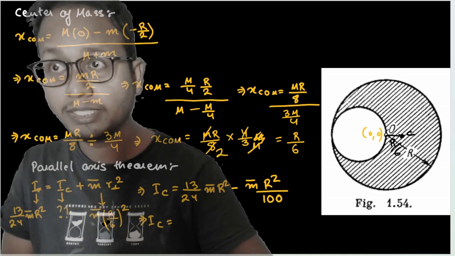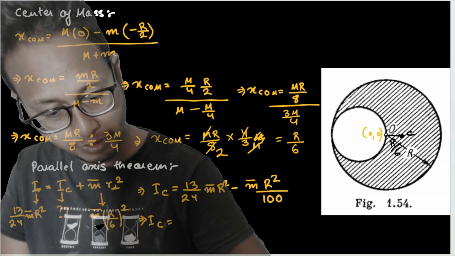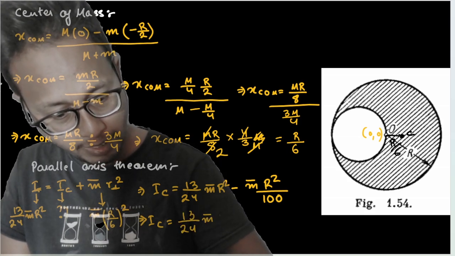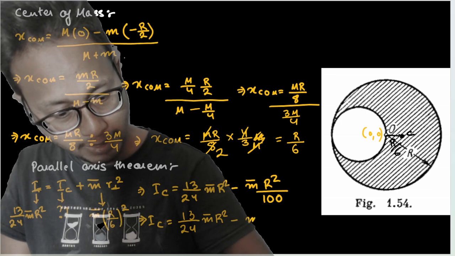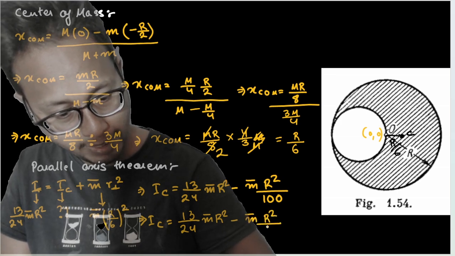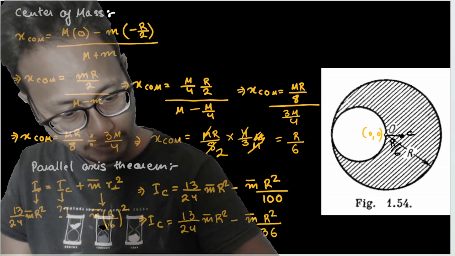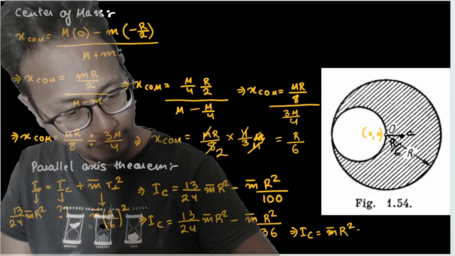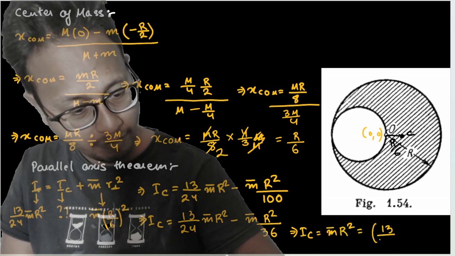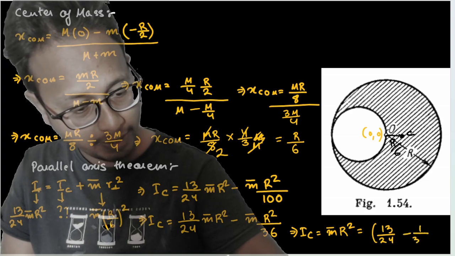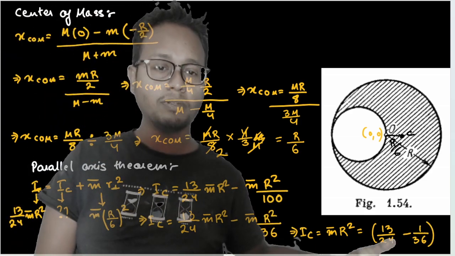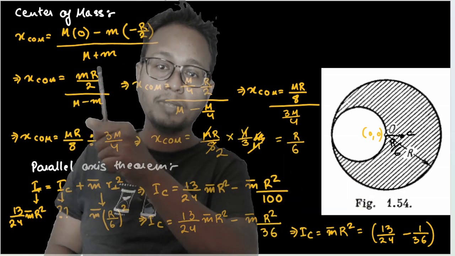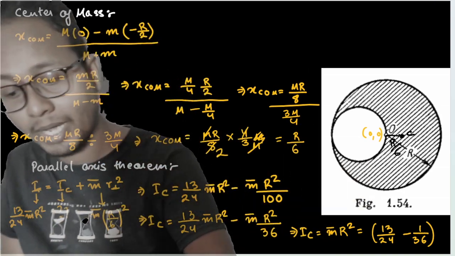Okay? So IC is equal to how much? 13 by 24 m r square minus m dash r square by 6, which is nothing but 36. So if I take m r square common, it is nothing but 13 by 24 minus 1 by 36. So when you solve this, we get the answer that is in this question. The error that I made out there is nothing but making it plus out here. So instead of being plus, it would be minus.